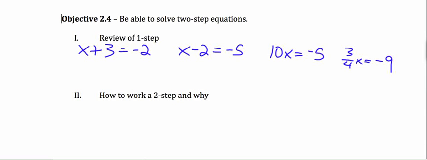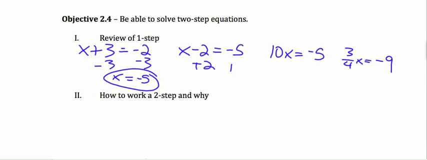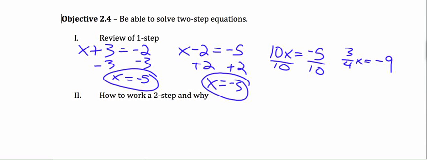Okay, I'm assuming you've done that, and again, you just need to remember to do the opposite operation. Okay, so subtract 3 from both sides, we get -5. Add 2 to both sides, we get -3. Divide both sides by 10. Don't be fooled, look at that, that's a fraction, 5/10, that's -1/2.